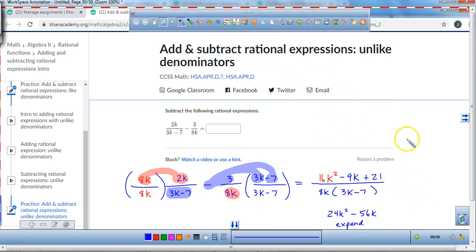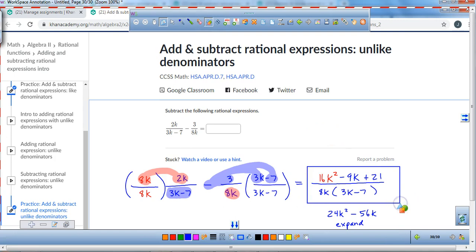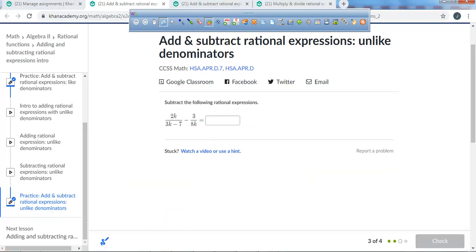All right. And we are just going to leave it just like that. There's nothing that we can factor where any common factors are canceled out. So right now we're just going to go ahead and type that in exactly as it appears.